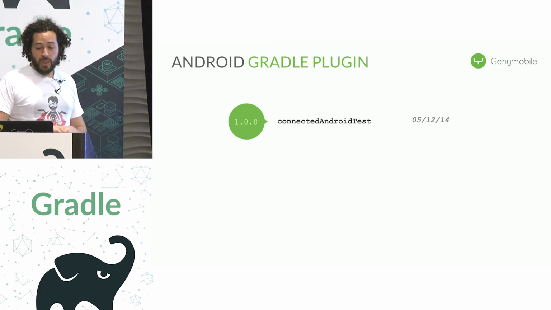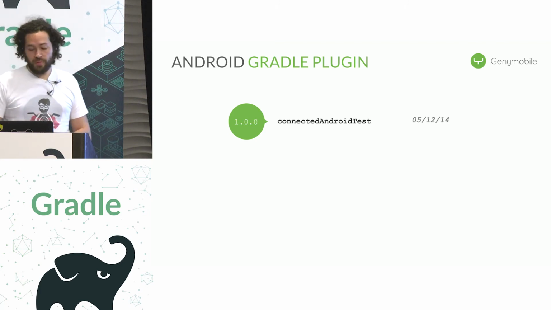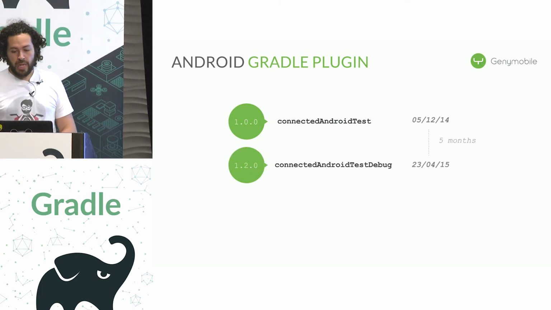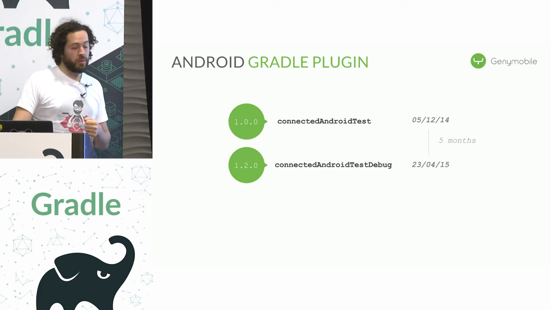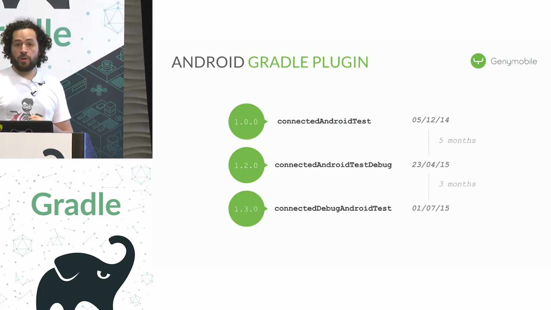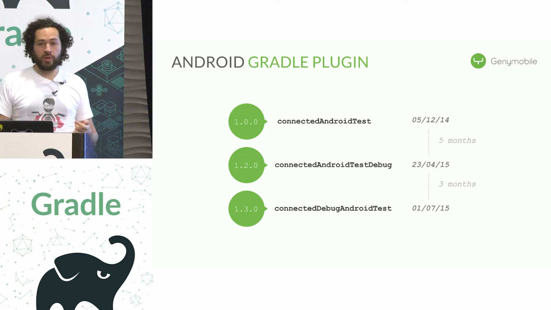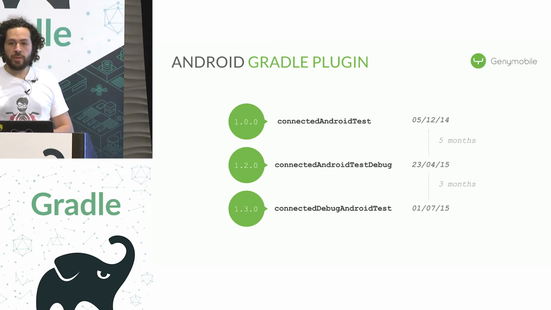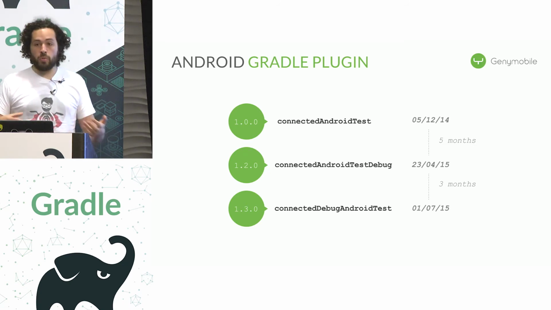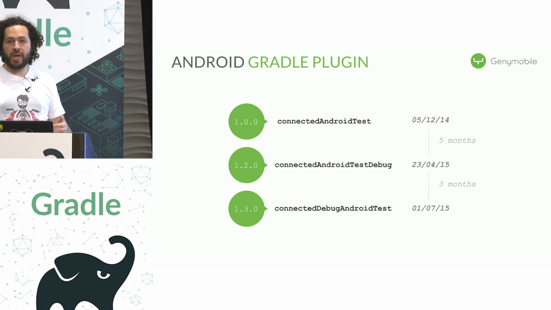On the 1.0 version of the plugin, this name was connected Android test. And 5 months later, on 1.2.0, it was named Connected Android Test Debug. 3 months later, the name of the task changed again, and it was called, at this moment, Connected Debug Android Test.